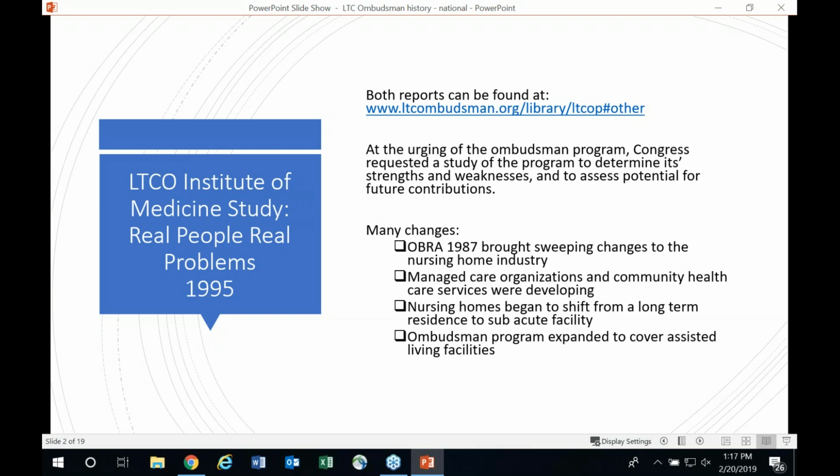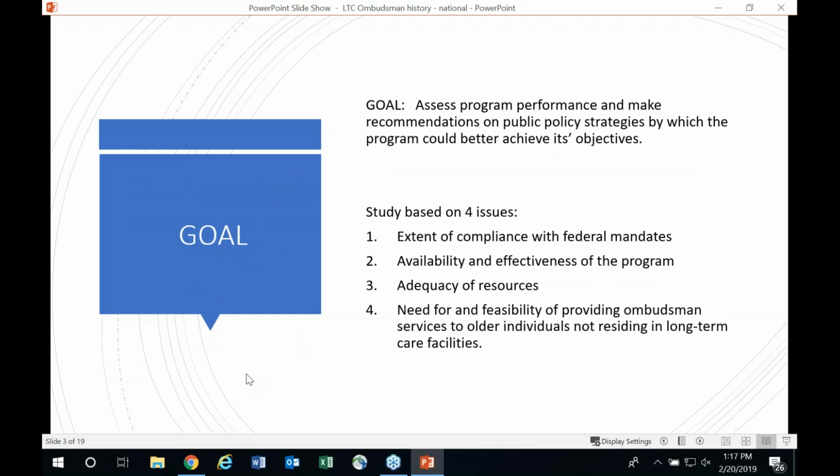There had been many, many changes. 1987 had brought sweeping changes to the nursing home industry. Managed care organizations were cropping up. Nursing homes began to shift from long-term care residents to subacute facilities, and the Ombudsman program had expanded to cover assisted living facilities. The goal of this study was to assess program performance and make recommendations on strategies so that the program could better achieve the objectives.